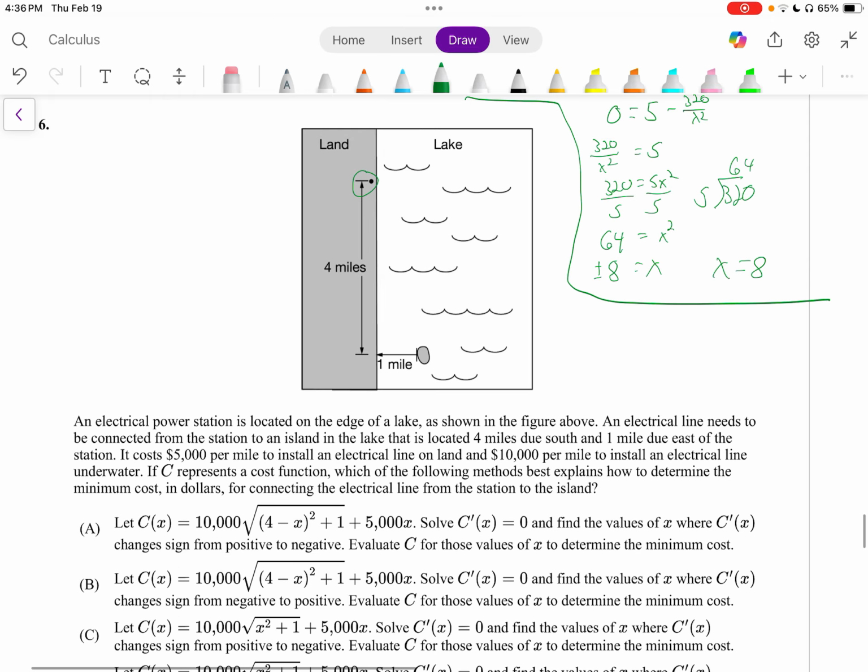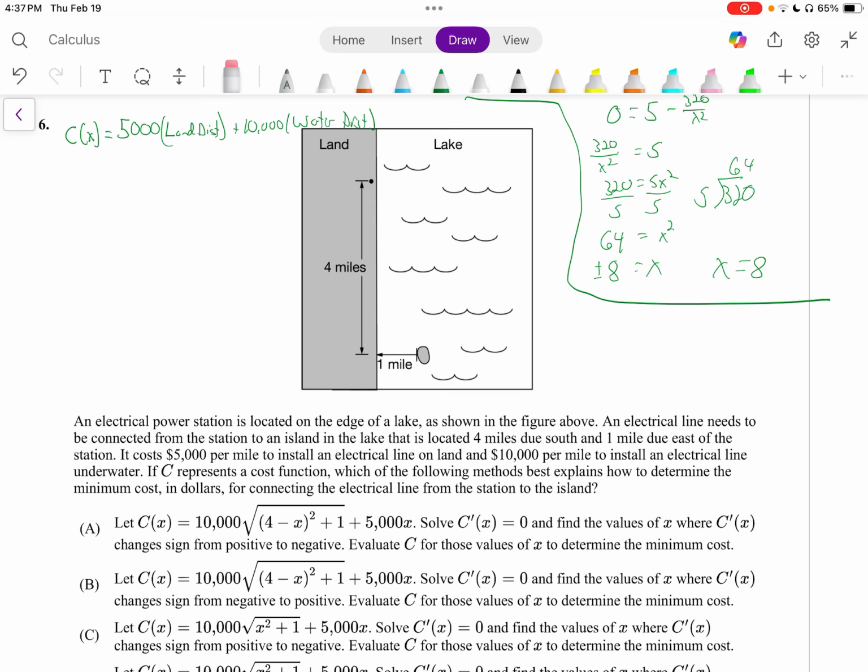All right, so we know this is going to be $5,000 per mile by land times how many miles on land distance, plus $10,000 times the water distance. So that's what the cost is going to be. And the idea is we could go all the way down here on land and then across here on water. That would be 4 miles times $5,000 plus 1 mile times $10,000. So that would be one option.